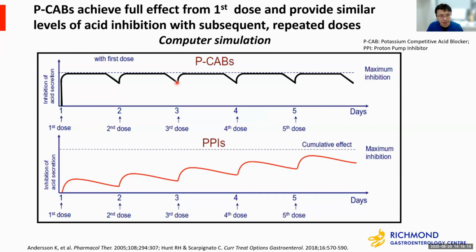What does the P-CAB do? Vonoprazan, the potassium competitor acid blocker, even with a single dose, you will achieve maximum inhibition of your acid secretory channels. Whereas your PPI takes about 3 to 5 doses before it reaches the maximum inhibition rate. Or sometimes it doesn't. Depending on what PPI, for example, if you use pantoprazole, it probably never reaches the maximum inhibition level.